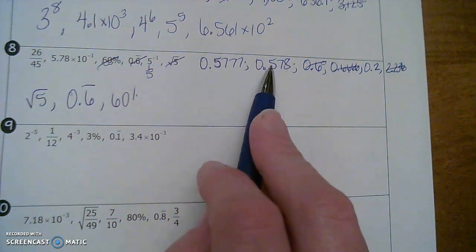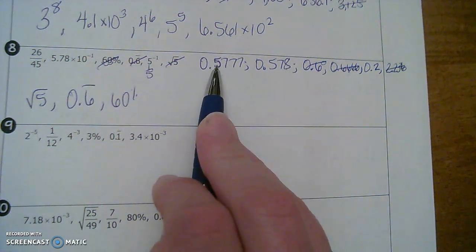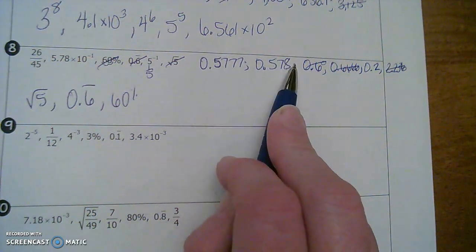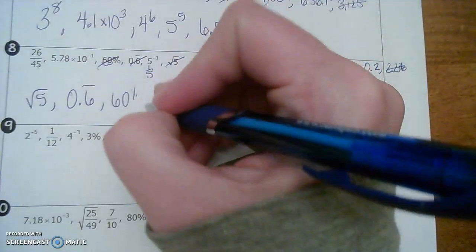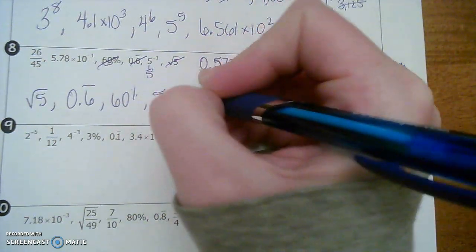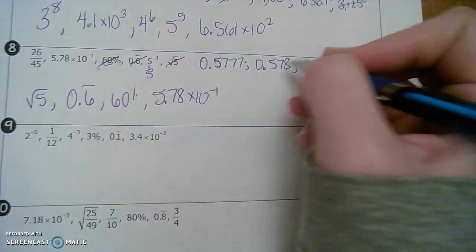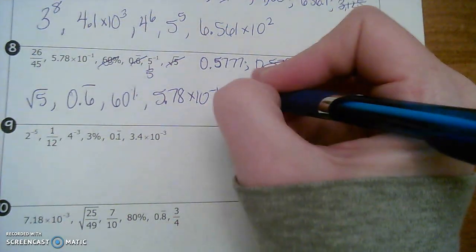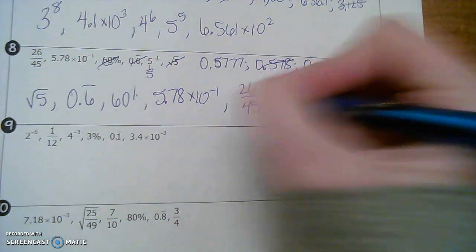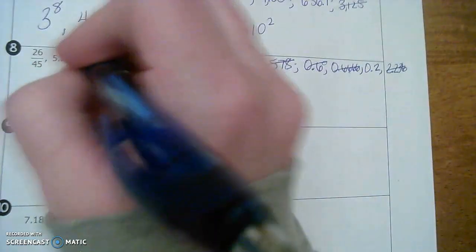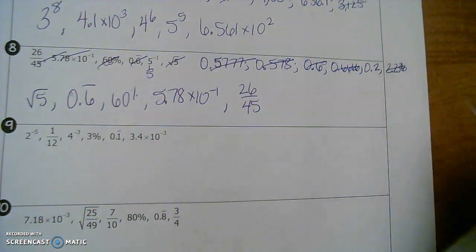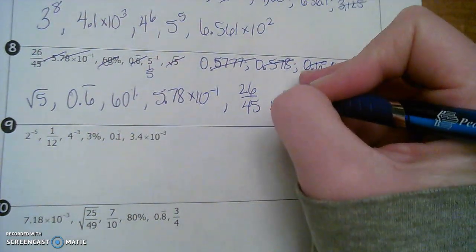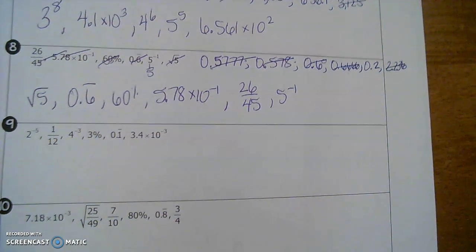So you are comparing 578 to 577. So the 8 is bigger than the 7. So 5.78 times 10 to the negative 1 is bigger than 26 over 45. And then finally our 0.25 to the negative 1.